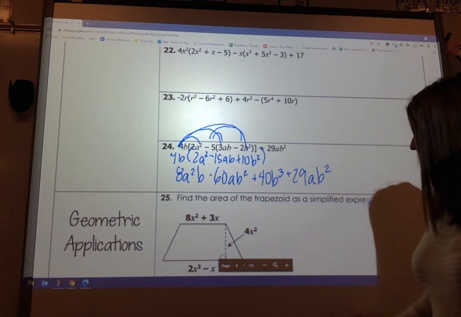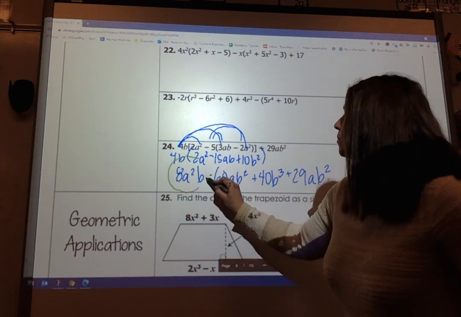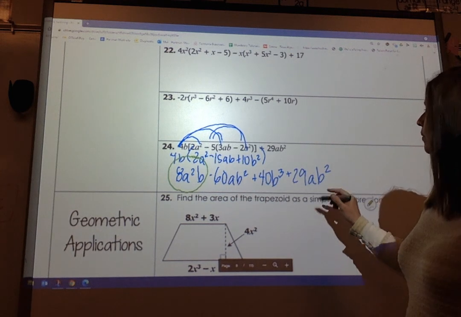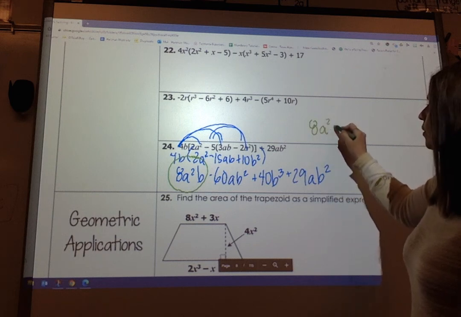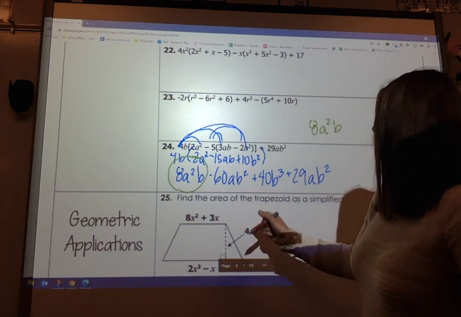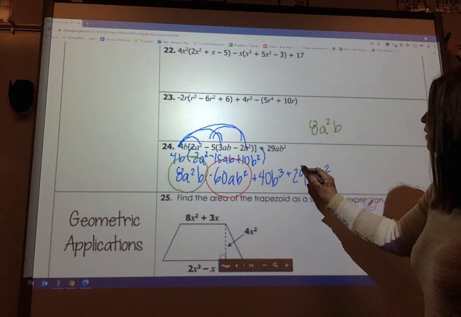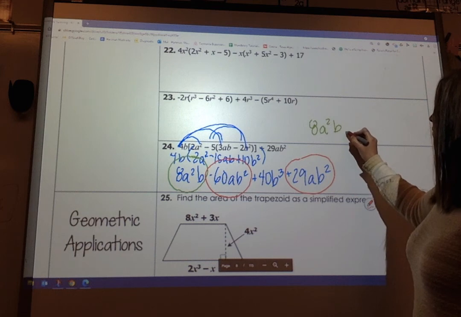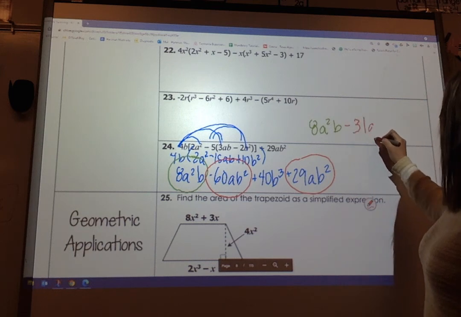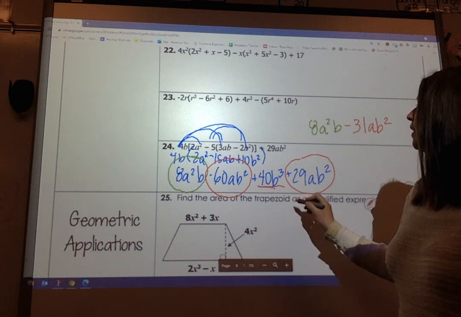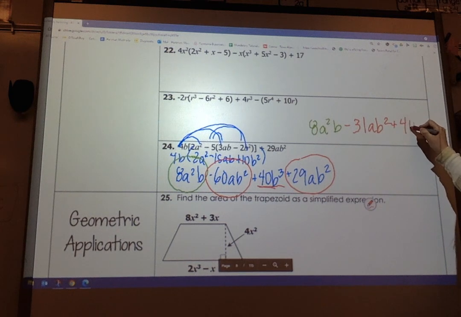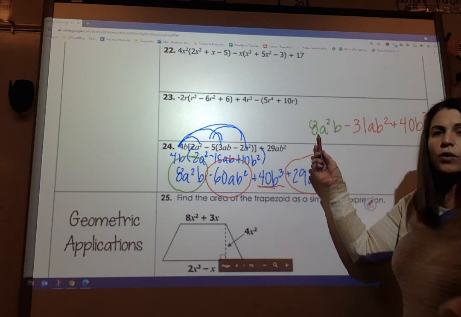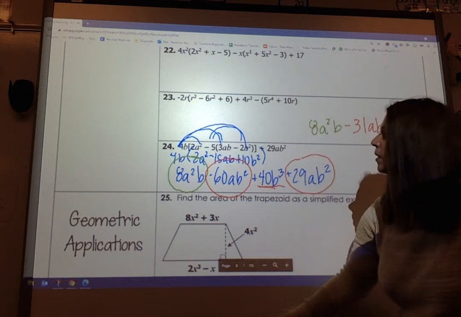So now I'm combining like terms, and I get 8a squared b, who cannot be combined with anybody, so I have 8a squared b. And then I've got this negative 60ab squared and this positive 29ab squared, which gives me negative 31ab squared. And then left over, I have this plus 40b cubed. Notice it's in standard form because alphabetical order, highest degree down.